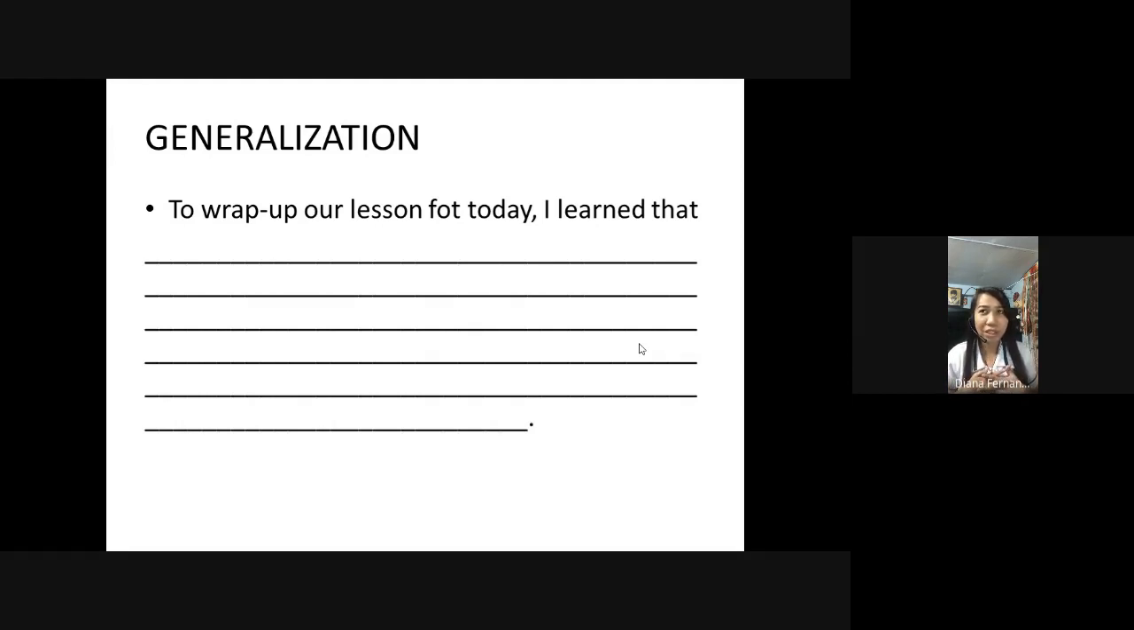So, ano-ano yung mga forms of energy na napag-aralan natin? Can you please enumerate, Gian? So, we have discussed about light energy, heat energy, sound energy, mechanical energy, electrical energy. What else? Chemical energy. Nuclear energy. Solar or radiant energy. All right. Very good. Palakpakan para kay Gian. Good job.